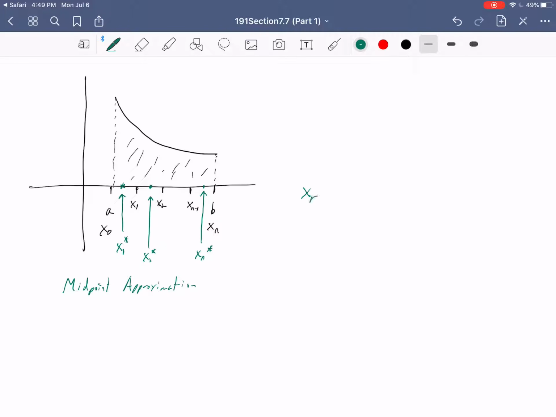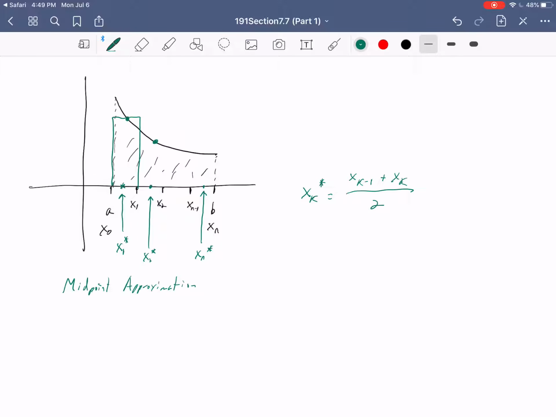What that basically means is that xk star, well, if you think about x1 star is between x0 and x1, so the general formula would be x_{k-1} plus x_k divided by 2, the literal midpoint of each one. Then we're going to go up to our function there. We're going to go a little bit to the right until we hit x1 and a little bit to the left until we get back to x0. So there's my first rectangle.